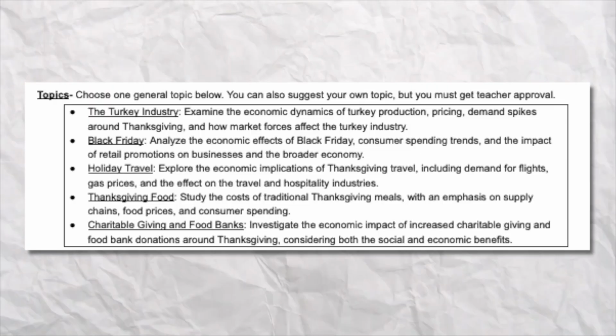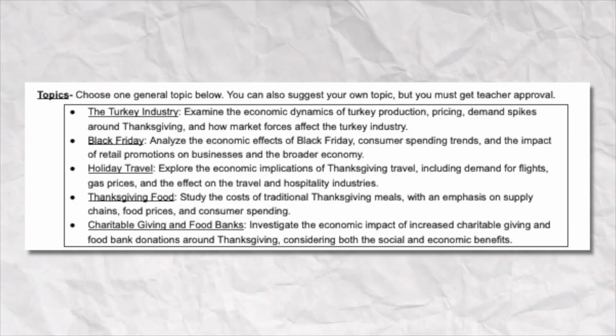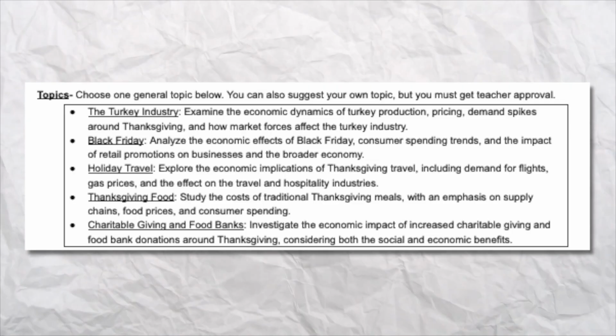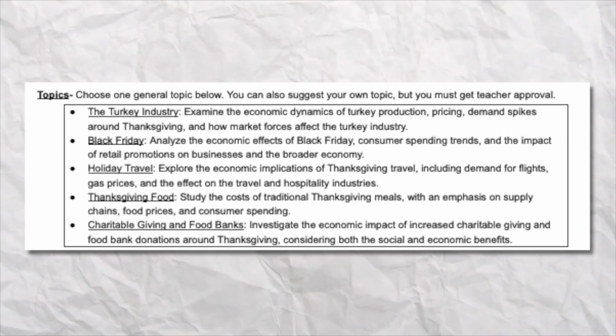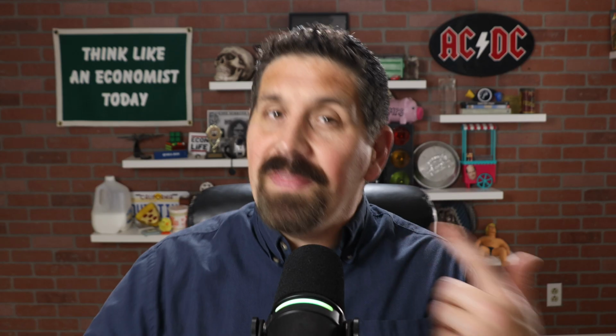You can have students work by themselves or in pairs, but I think you should have them in groups of 3. The first step is for them to choose a general topic from the list below. They also can suggest their own topic, but they need to get teacher approval before they start. Topics include the turkey industry, Black Friday, holiday travel, Thanksgiving food, and charitable giving or food banks. Again, they can come with their own topic, but this is a good way to get them started.